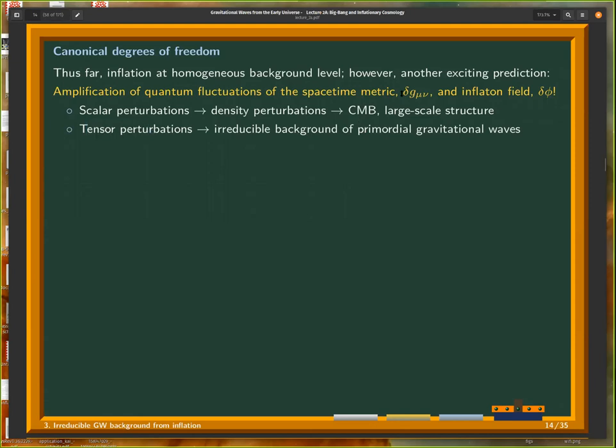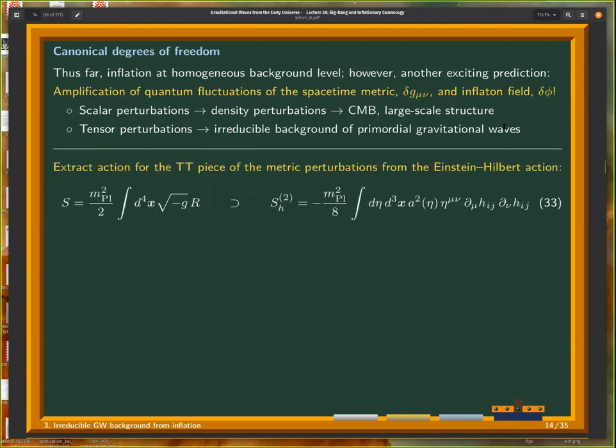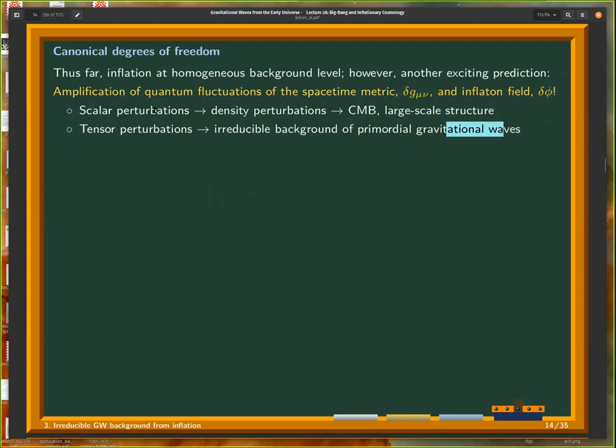So the tensor perturbations contained in the metric will also be amplified during inflation. And these amplified tensor perturbations then will lead to an irreducible background of gravitational waves from inflation. And this is what I wanted to discuss now.